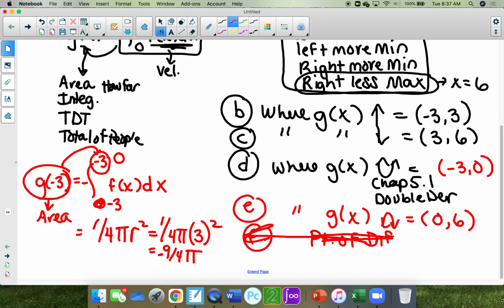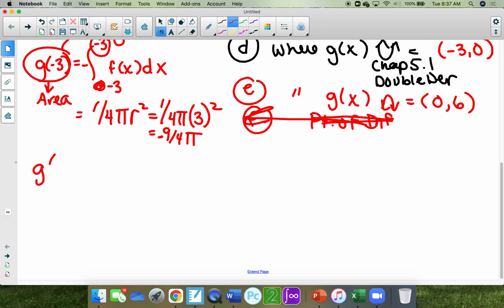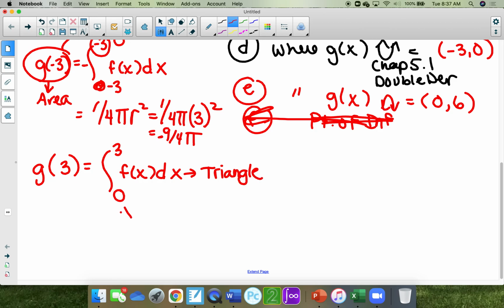Okay, let's do another one. They might ask you to find g of 3. Well, this is 0 on the bottom, but you're going to change your x to 3. And you're going to look at the shape of your f of x dx. And your shape is going to be a triangle. And the 0 is smaller than the 3, so you're just going to do 1/2 base times height. 1/2 the base is 3, and the height is 3, which makes 9/2.